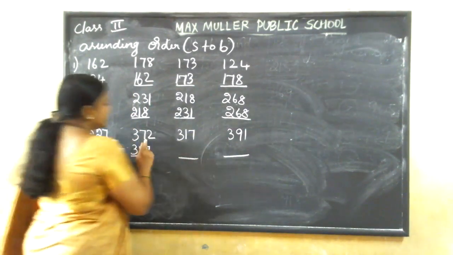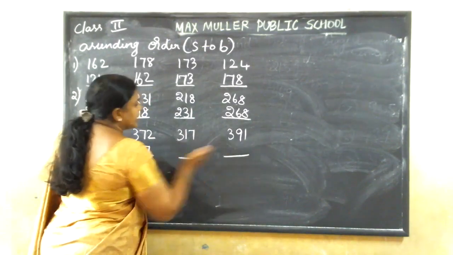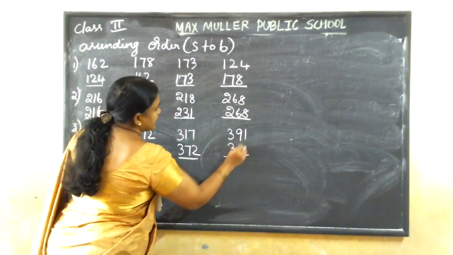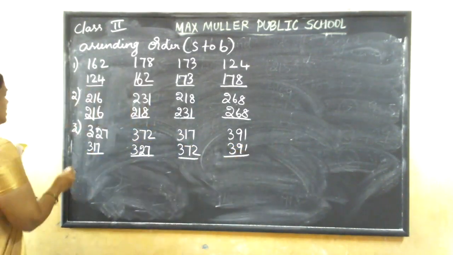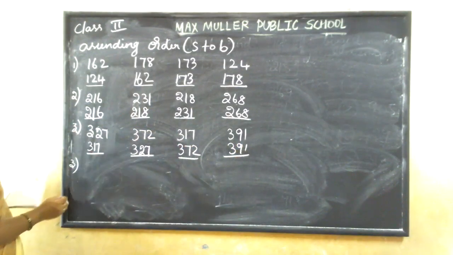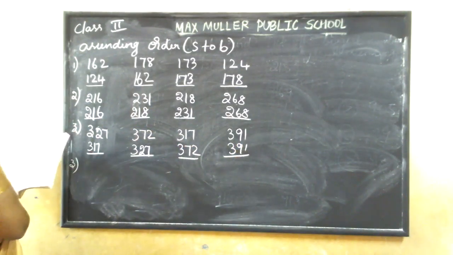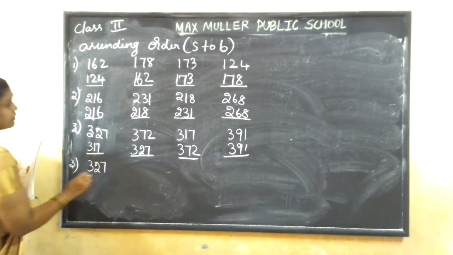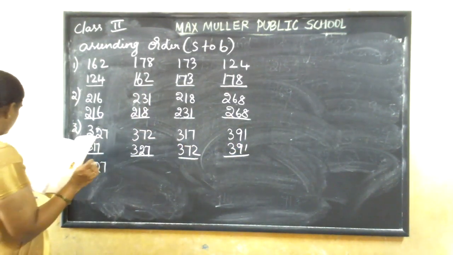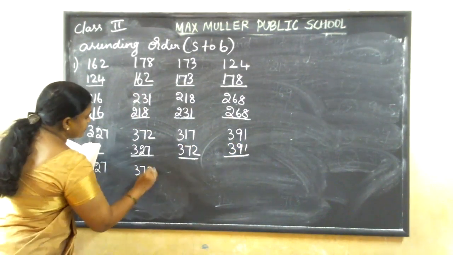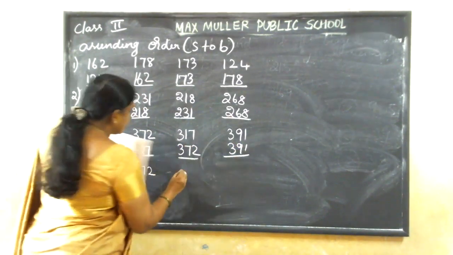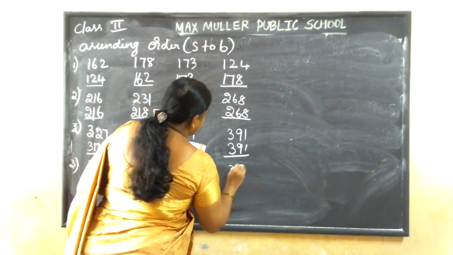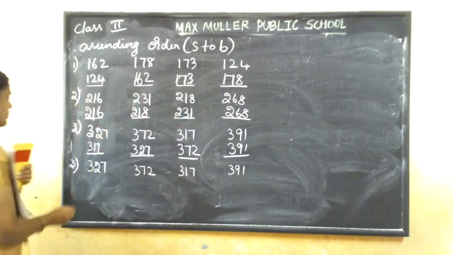327. After that, see these 2 numbers. Here 7, here 9. Which one small? 372. After that 391. Third one, 327, 372, 317, 391. Which one small number, children?